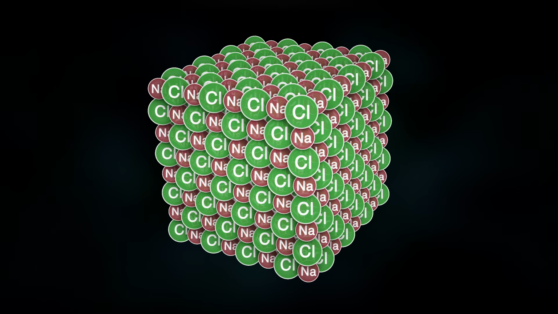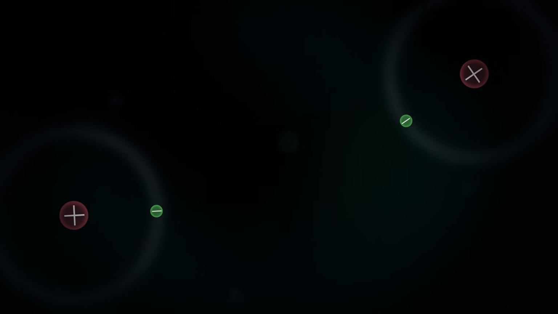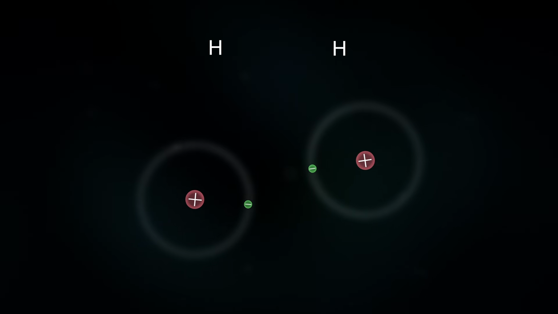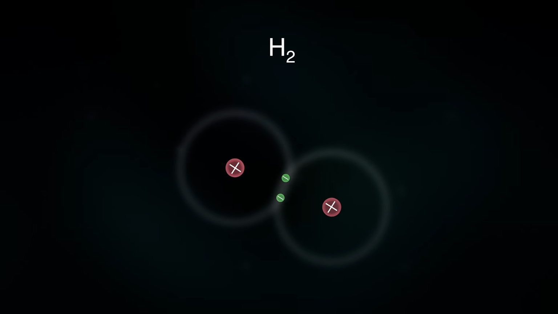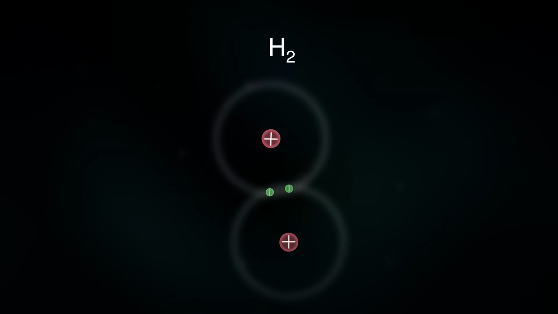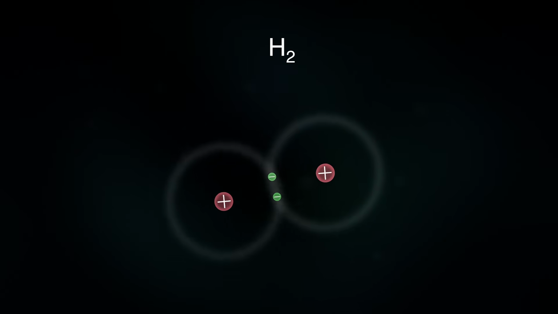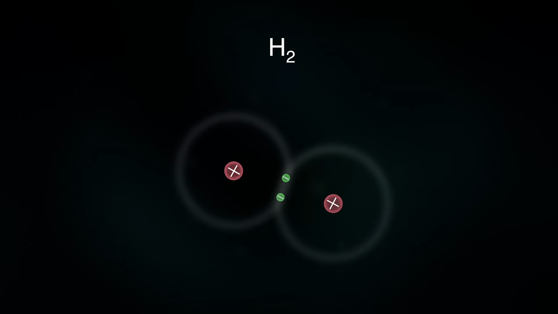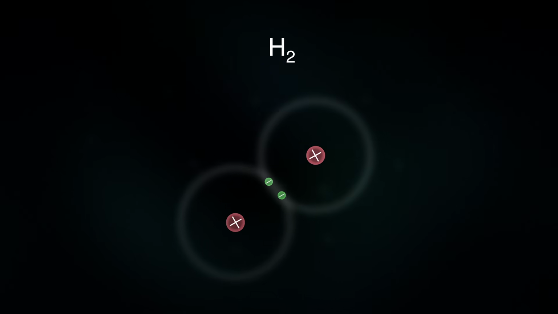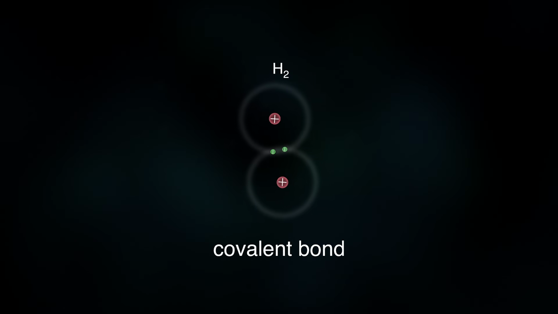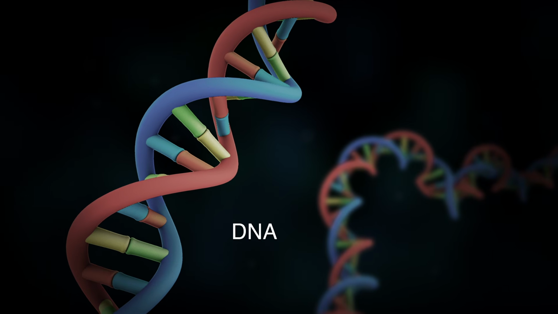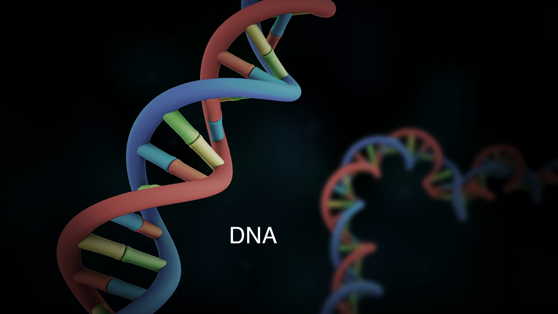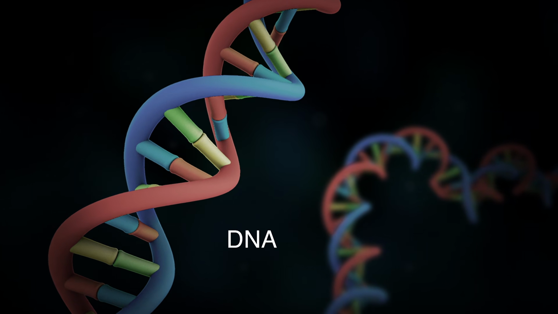Now, these transactions aren't always so cut and dried. If one atom doesn't completely overwhelm the other, they can actually share each other's electrons. This is like a potluck, where you and a friend each bring a dish, and then both of you share both dishes. Each atom is attracted to the shared electrons in between them, and this attraction is called a covalent bond. The proteins and DNA in our bodies, for example, are held together largely by these covalent bonds.